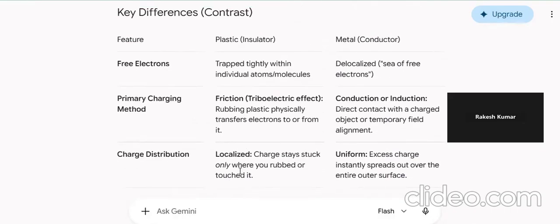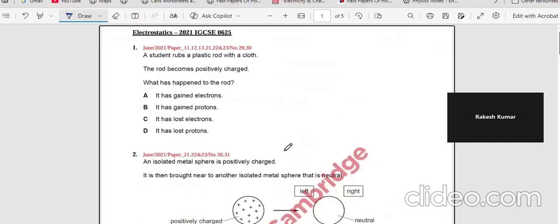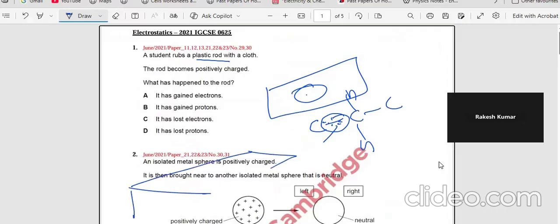So always remember, if you get a question, you have to be very clear. This question was about a plastic rod. This was localized. If you rub it, the charge will stay here, because plastic is just a polymer. The electrons will come out from here, but they will remain localized. They can't just move around. Here, there's a lattice, with copper at the positions, and the free electrons are moving around.